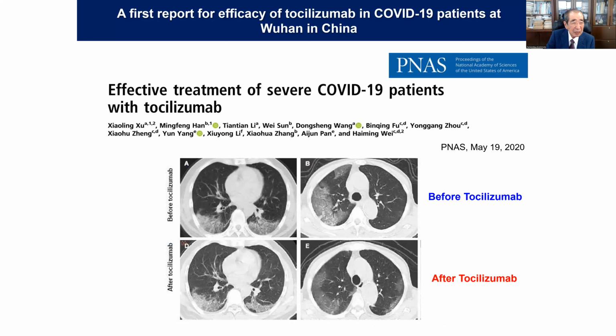And since then, anti-IL-6 receptor antibody has been given to the patient together with CAR T cells.